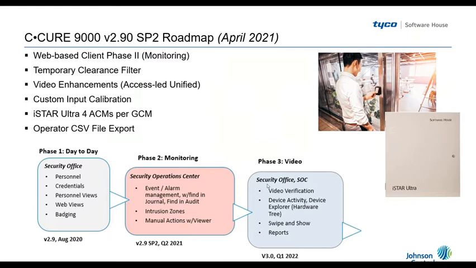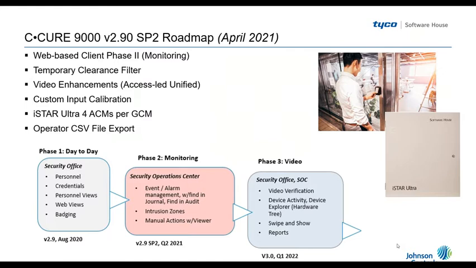We just covered the temporary clearance filter, but we also have some video enhancements that I'm going to be covering on the next slide, and a couple of hardware related ones as well, our custom input calibration, and there's now support for 4 ACMs per GCM on the iStar Ultra. The last one I wanted to note is a usability update for what we're calling our operator CSV file export.